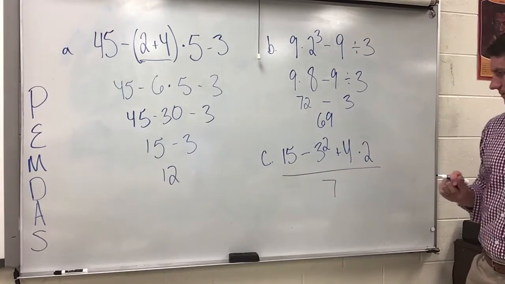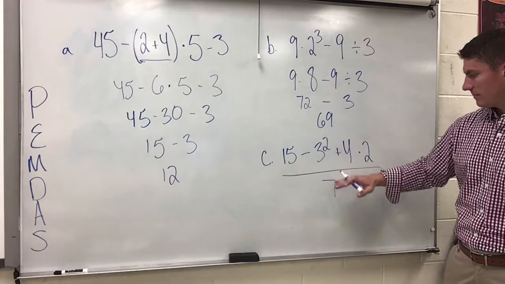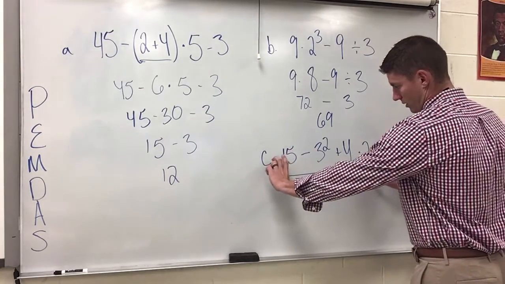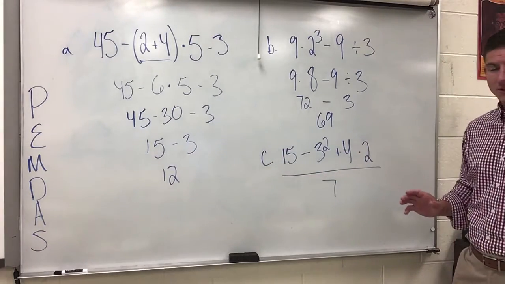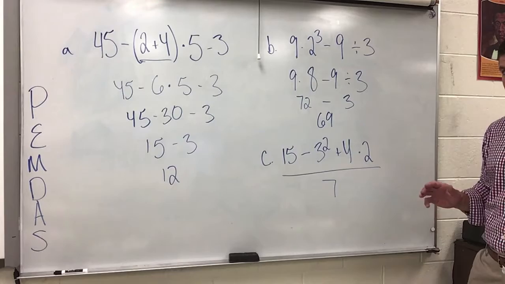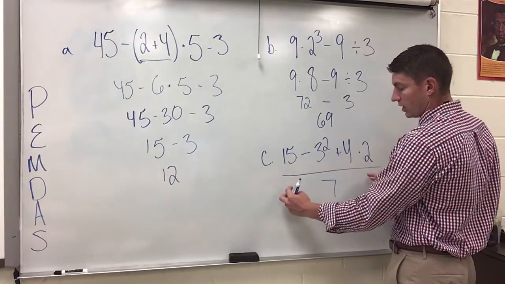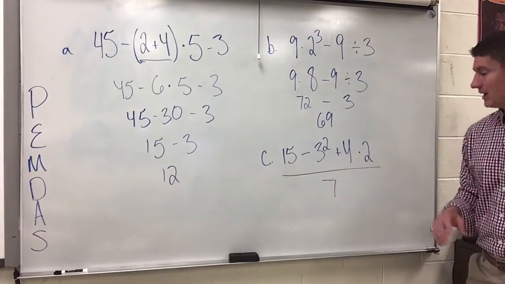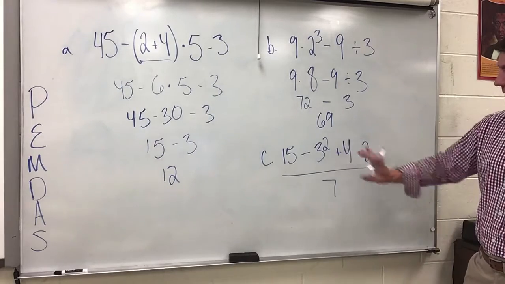In letter C, 15 minus 3 to the second power, plus 4 times 2, all divided by 7. Now, one thing to remember in our problem with a fraction bar in it is that it almost operates as if it's a set of parentheses itself, as in you need to solve this part of the problem first before you're going to involve the second part of the problem. So it's like there's an imaginary parentheses over that numerator and denominator to solve those. With that in mind, let's jump up to that numerator.